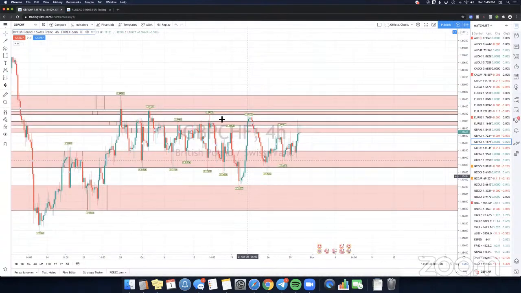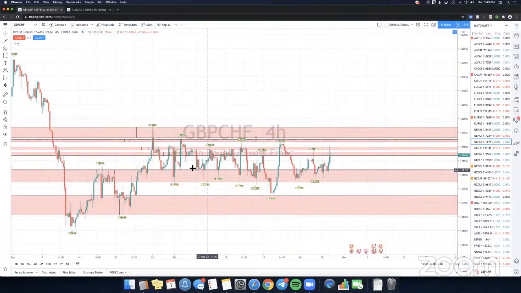And the thing with GBP-CHF is that this pair specifically ranges more than it does trend. So you can see here price trended for a bit, and then it ranged, and then it trended for a little bit, and then it literally ranged for about, how long has it been ranging for now? It's been ranging for about 33 days. So that's a long time for it to be ranging.